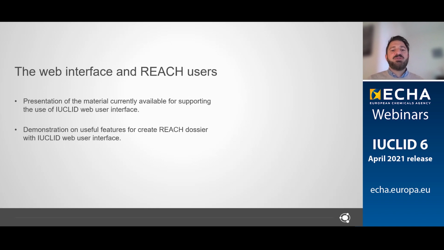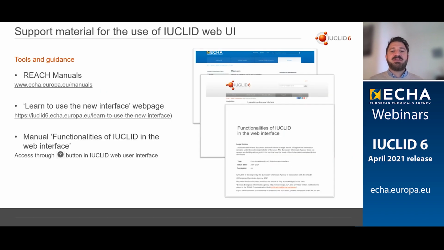In order to simplify the transition between the classic and the web user interface of IUCLID, ECHA and IUCLID have created a set of supporting materials that I'm now going to present here. So under the web page www.echa.europa.eu/manuals, users can find a series of manuals compiled with the purpose of helping companies to create, update, and submit REACH and CLP dossiers in IUCLID.